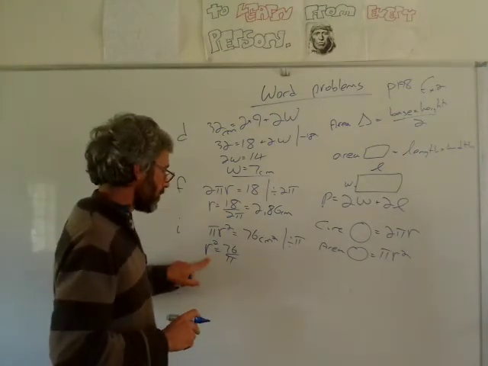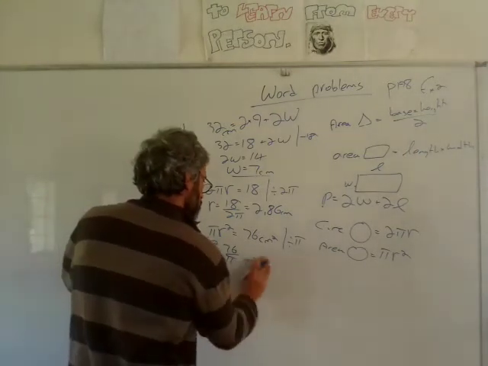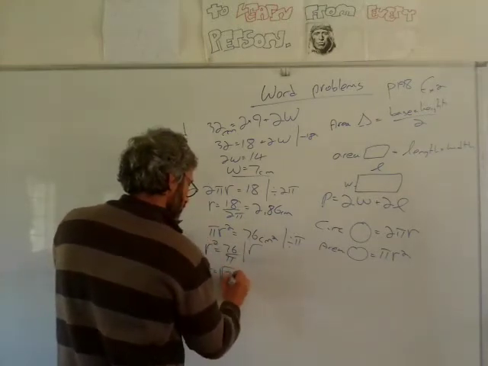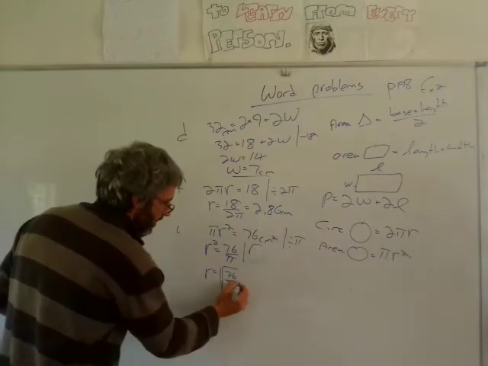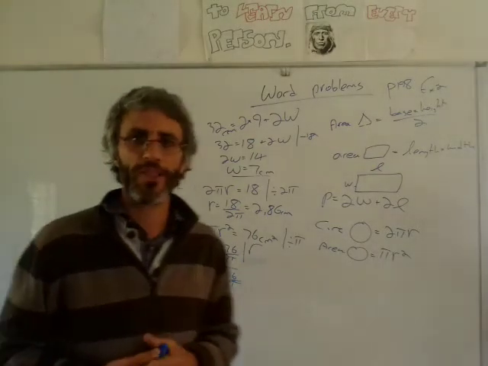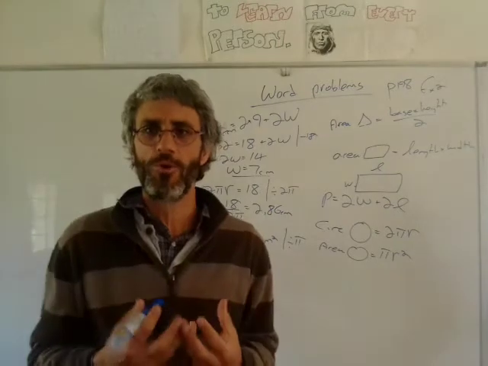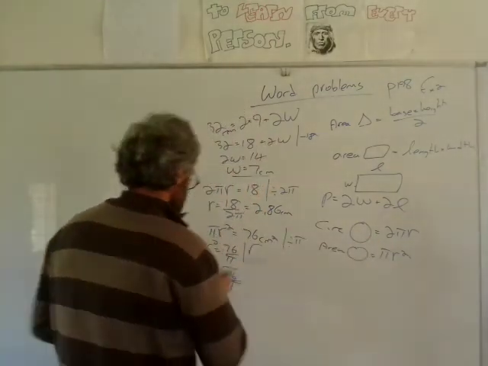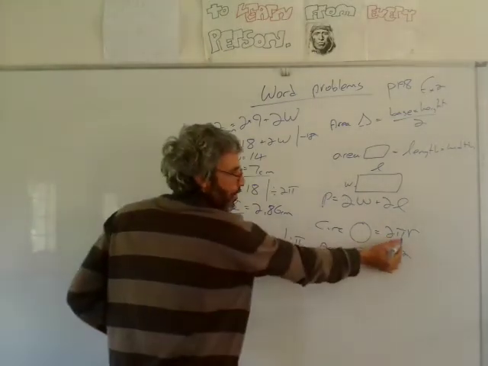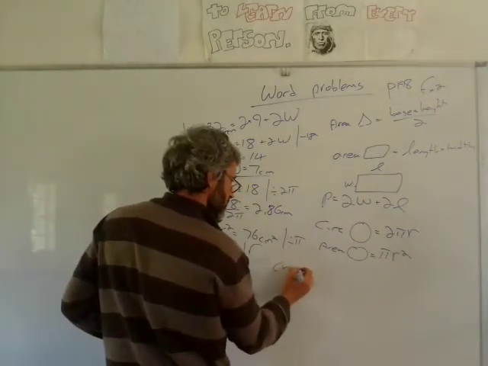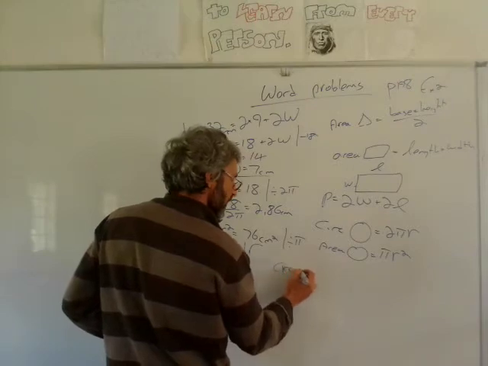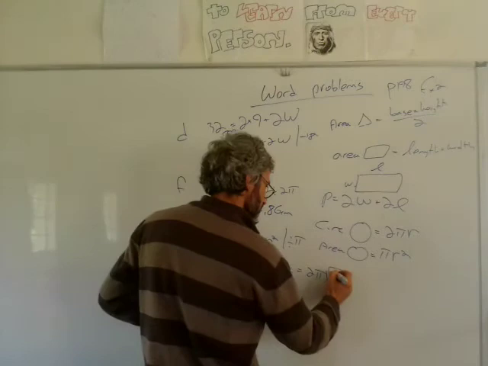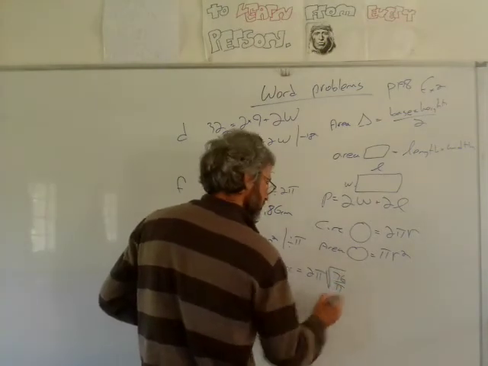Now we still need to know what r is. So I'm going to take the square root of both sides. So r is going to be the square root of 76 over pi, and we just leave it like that. We don't put that in the calculator because we're not asked to find the radius. We want to find the circumference. Now we're going to take this r and put it in the equation for the circumference. So the circumference is equal to 2 pi times r. What is r? The square root of 76 over pi.